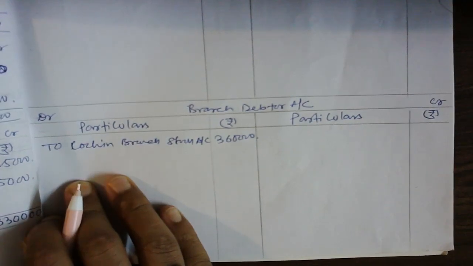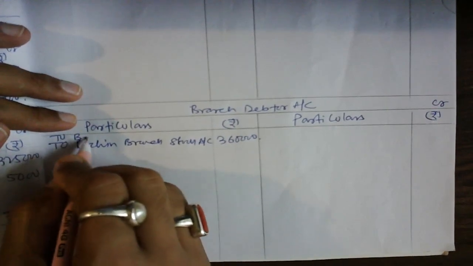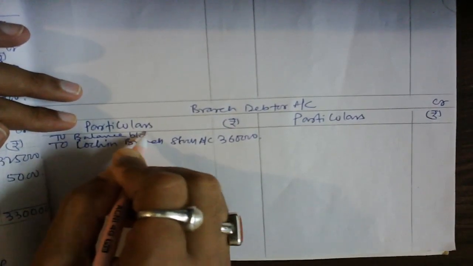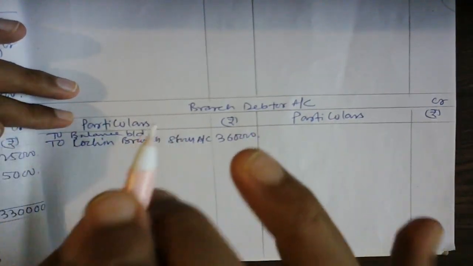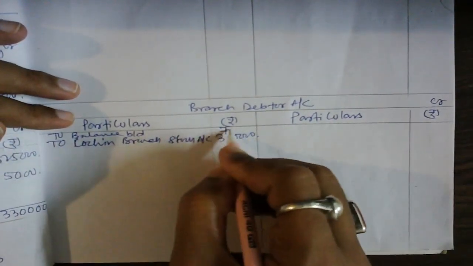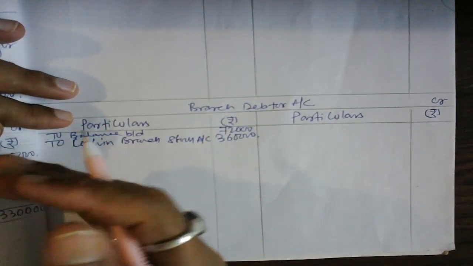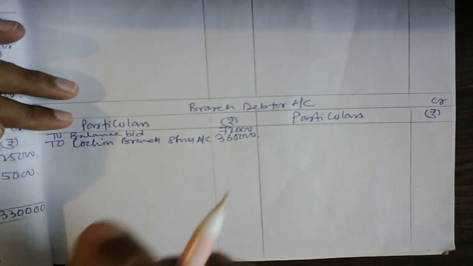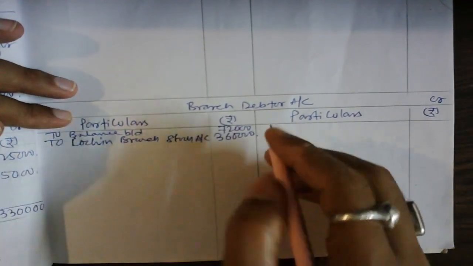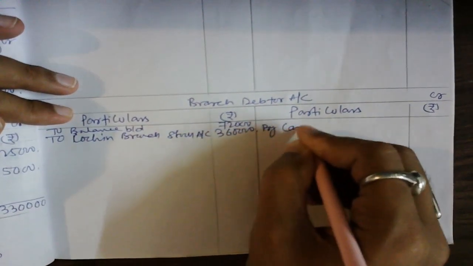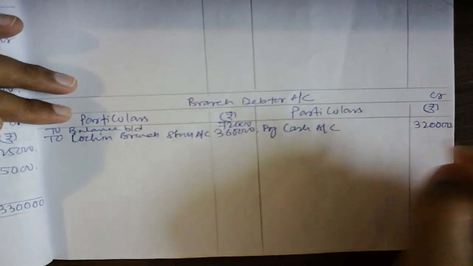Now sundry debtor's opening balance is given. Sorry, I need to plot the sundry debtor opening balance here, to balance b/d. It is given in the question. Opening balance of the sundry debtor at Cochin branch is nothing but 72,000. Please plot it. Opening balance is always plotted at the opening of the account. Cash received from debtor 3,20,000. It means cash received, cash account debit to branch debtor. So can I write here by cash account 3,20,000 you have received. Perfect.